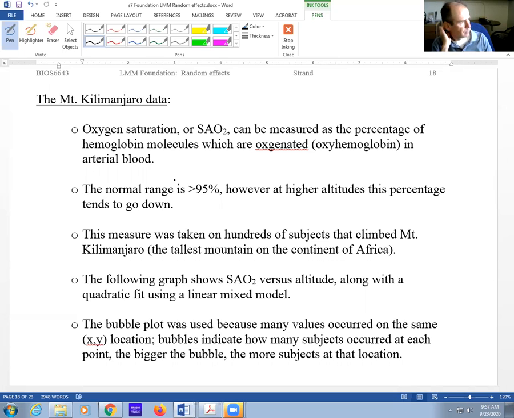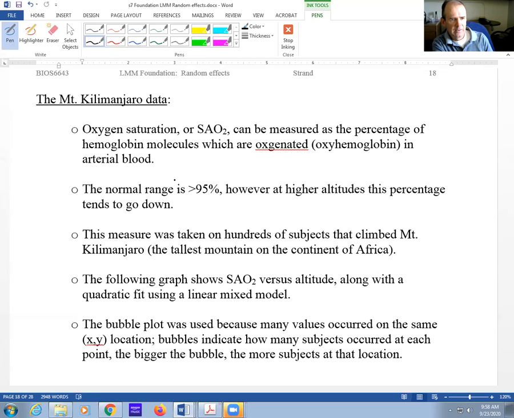This is data that a friend of mine, who was actually on the cross-country team with me in college, gave me. I ran into him like 20 years later on the street, and we started talking and realized that he's working at CU. He said, hey, I have an interesting data set involving climbers of Mount Kilimanjaro in Africa. It's the tallest mountain in Africa. And so he has data that tracks these climbers of Mount Kilimanjaro.